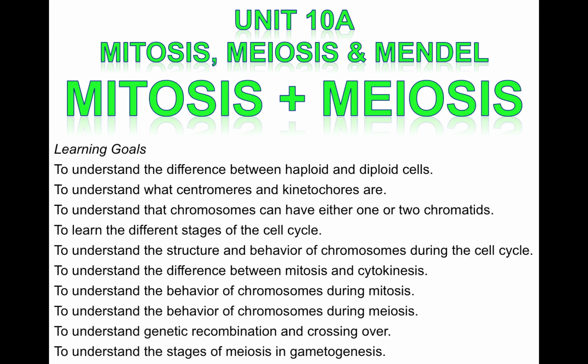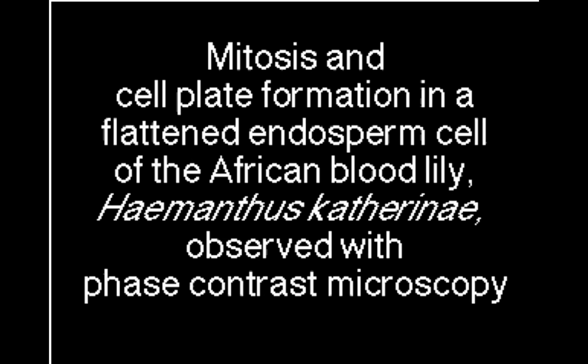Our learning goals for this lecture are to understand the difference between haploid and diploid cells, to understand what centromeres and kinetochores are, to understand that chromosomes can have either one or two chromatids, to understand the different stages of the cell cycle, to understand the structure and behavior of chromosomes during the cell cycle, to understand the difference between mitosis and cytokinesis, to understand the behavior of chromosomes during mitosis and during meiosis, to understand genetic recombination and crossing over, and to understand the stages of meiosis in gametogenesis.